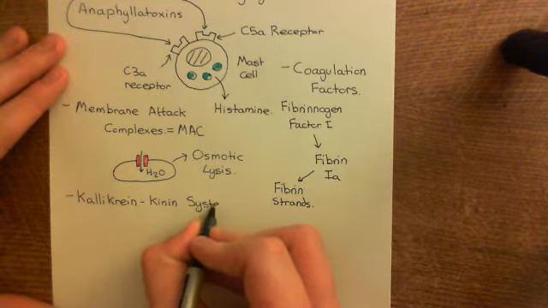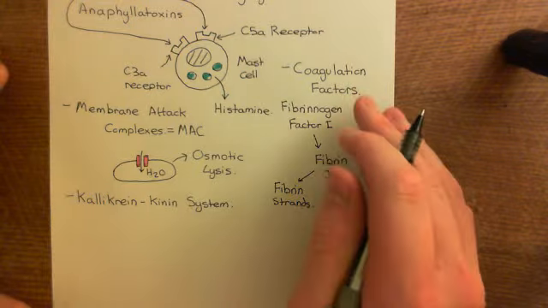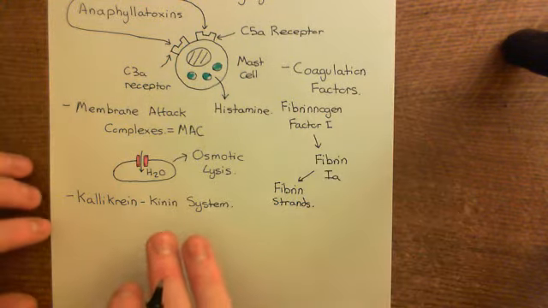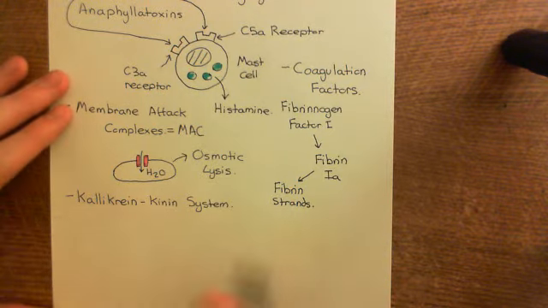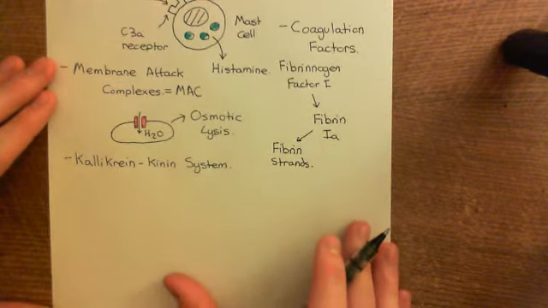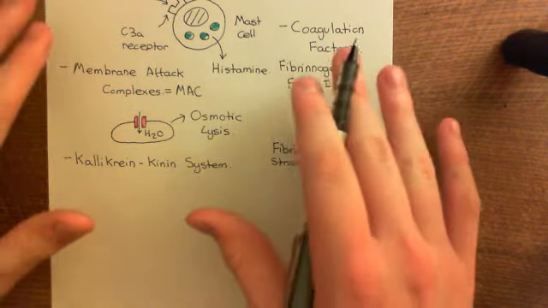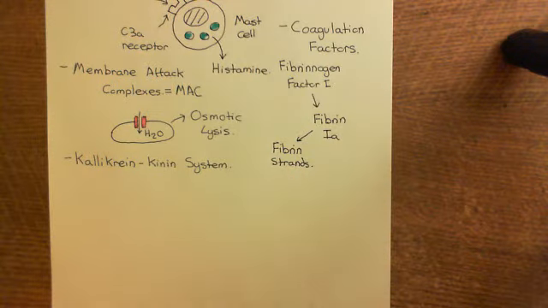The complement proteins are often referred to as the complement cascade. The coagulation factors are often referred to as the coagulation cascade. The kallikrein-kinin system is often referred to as the kinin cascade. So what happens here? Well, certain proteins are going to come out of the blood, proteins that are made in the liver, and by the way, all of these are made in the liver. Coagulation factors, complement proteins, they're all made in the liver.